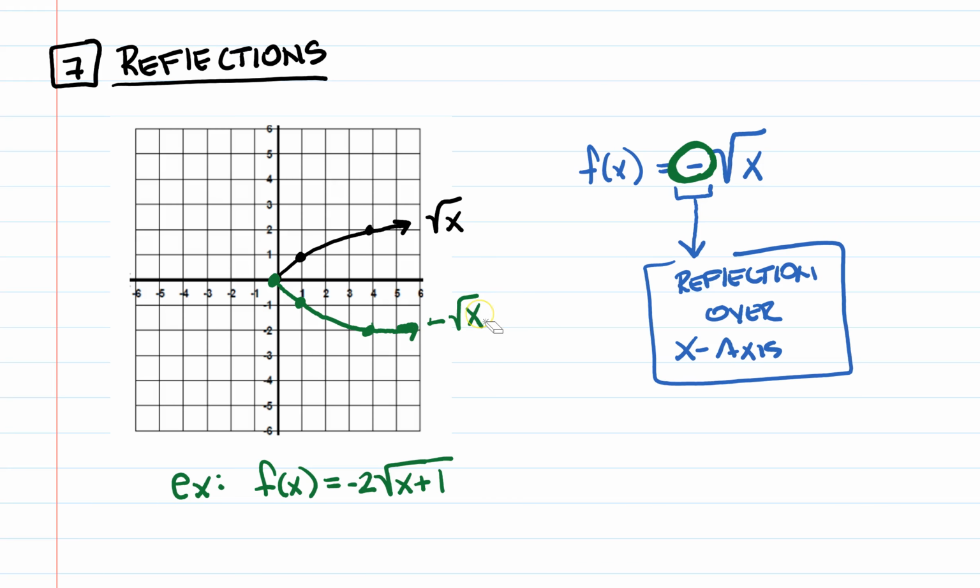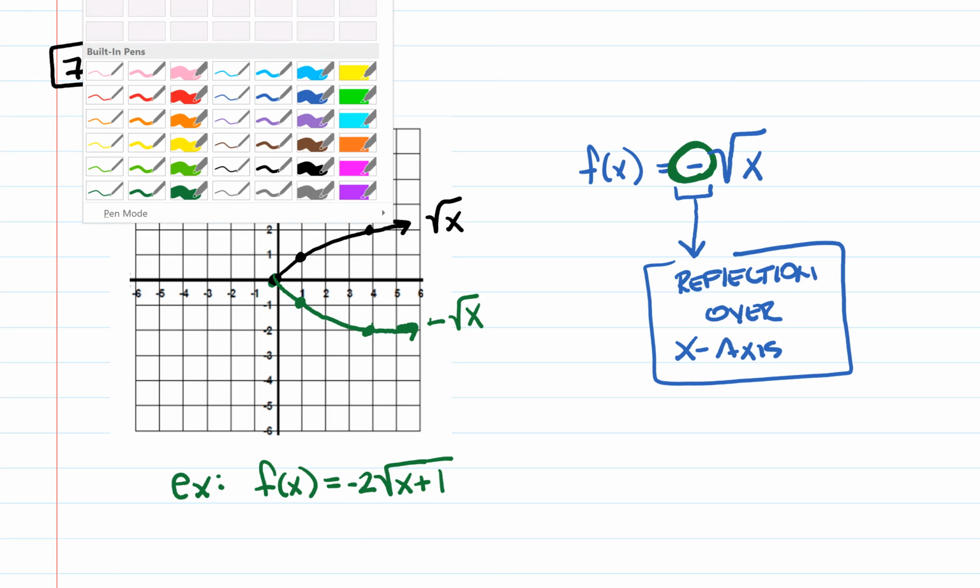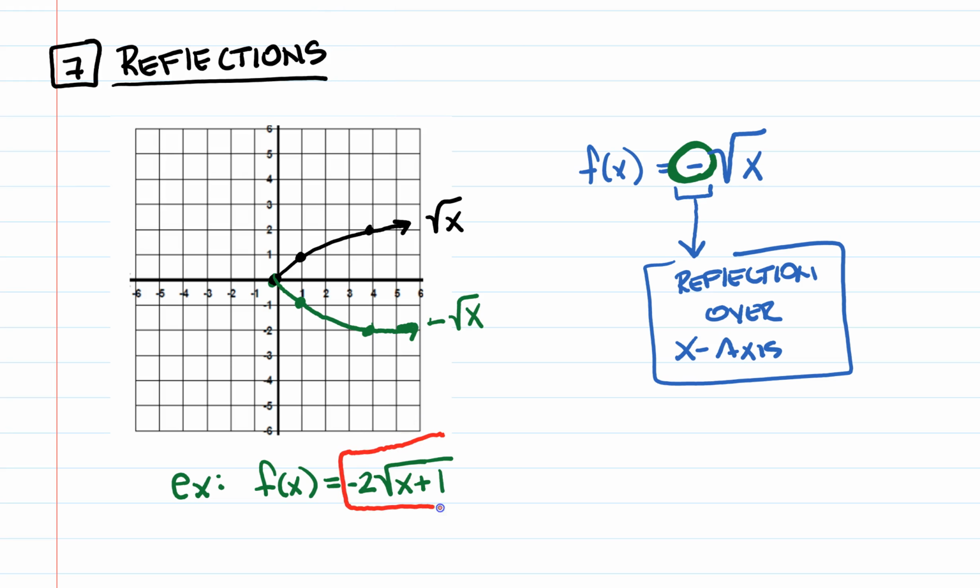So what if I wanted to then graph, I'll do this one in red for you down here, the negative 2 times the square root of x plus 1. Well, I would start with my regular function, square root of x. Plus 1 means I'd go 1 unit to the left. So each of these goes 1 unit to the left. So I'd have this red graph here.